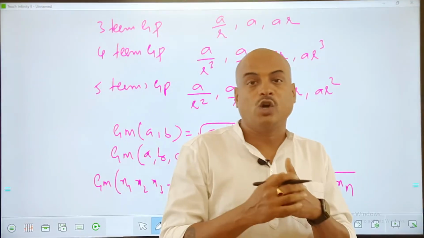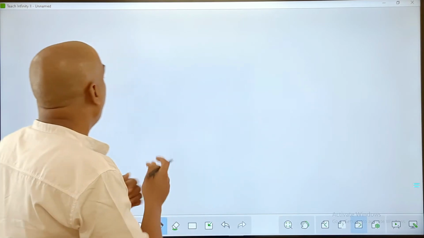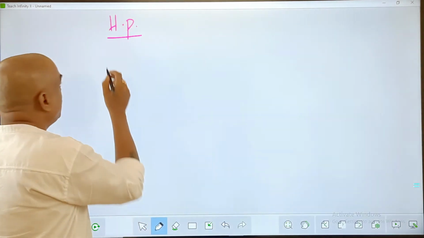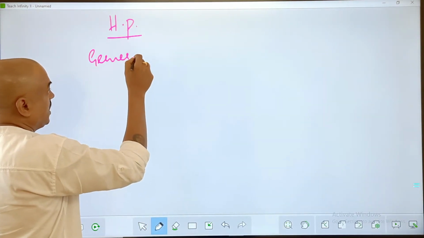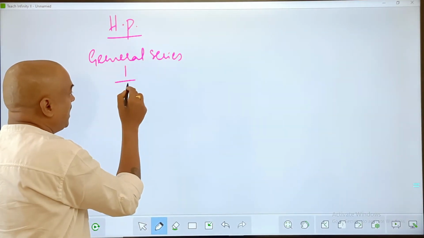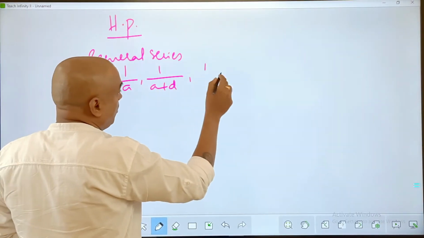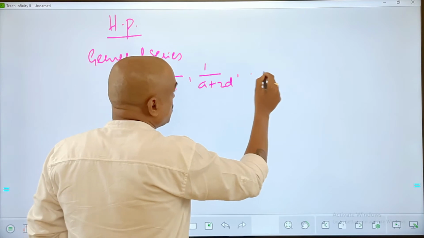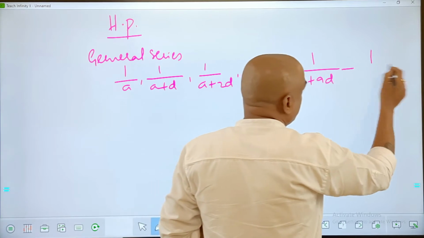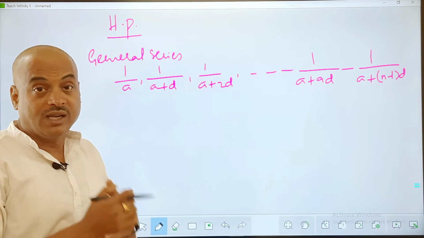So this will end geometric progression. Now let us, in continuation, complete the harmonic progression. What is harmonic progression? In short, we call it HP. So what is harmonic progression? If you look at a general series of harmonic progression, look at this carefully: 1 by A, 1 by (A plus D), 1 by (A plus 2D), and so on, and the general term is 1 by (A plus (n minus 1) into D). I hope you all recalled something.